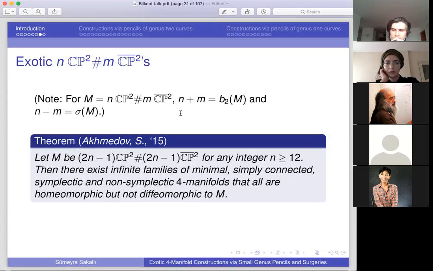And we have this older result, again, joint with Akhmedov. And in this case, we work with manifolds of this type, and they have signature 0, and n is at least 12. And we show that, again, there are infinitely many exotic copies of such manifolds. They are minimal. Minimal means that inside our manifold, there is no -1 sphere. There is no exceptional curve, so you cannot blow it down more. These are the smallest that we can get.